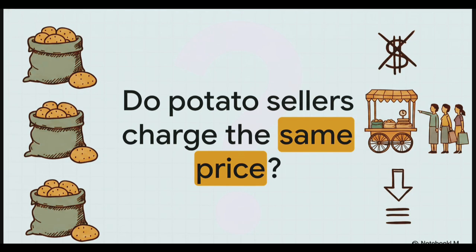Let's start with a real-world thought. Have you ever noticed how literally every potato seller in your local sabji mandi charges the exact same price? Think about the aloo ka bhav. If the market rate is 20 rupees a kilo, one seller can't just randomly decide, you know what, I'm doubling my price to 40 rupees today. No way, right? All the buyers would just walk to the very next cart. The seller is forced to accept the market price. And that very simple everyday reality, that's the entire foundation of our first market structure.